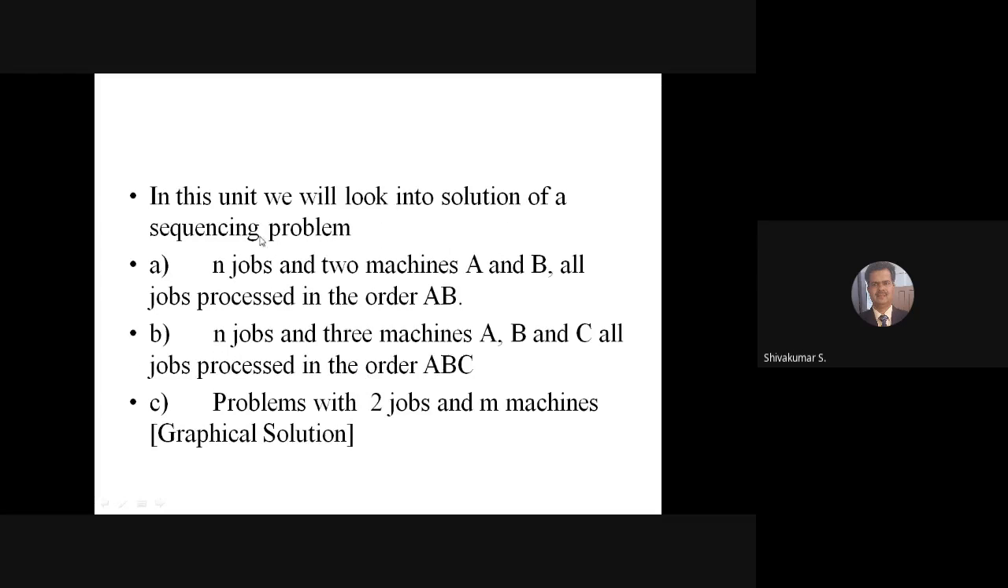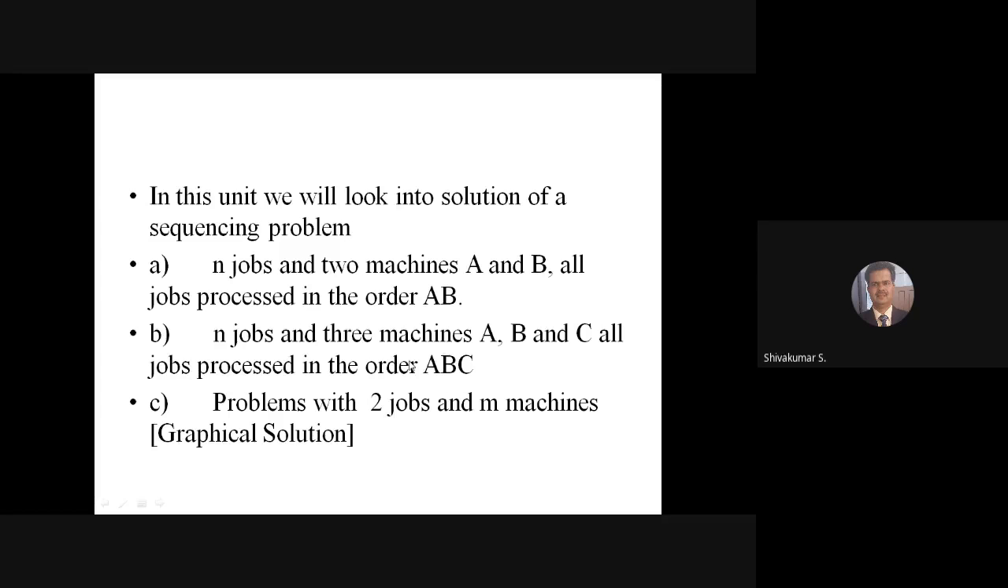Now, in this unit, we shall look into the solution of a sequencing problem. First, n jobs and two machines, say for example A and B. All jobs are processed in the order A, B. Okay, it is given as A, B sequence, which means you have to sequence the jobs in the order of A first, then B. Second, n jobs and three machines. You may have multiple jobs, n jobs, and three machines, A, B, and C. All jobs are processed in the order A, B, C.